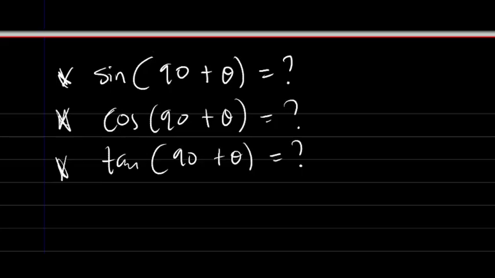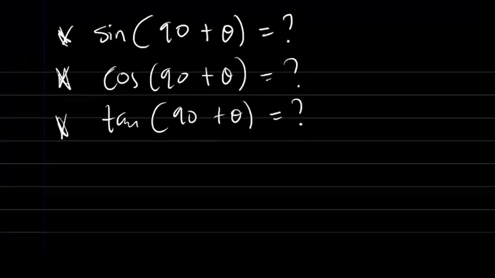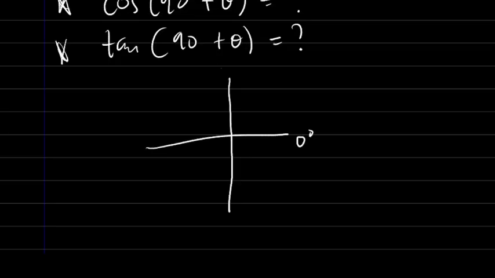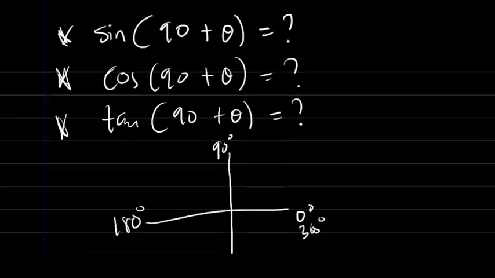Now, how are we going to undo this? This is very simple to undo, and I want you to follow me. Remember the quadrants. Don't forget the quadrants. It is very important. You have 0 degree here, 90 degree here, 180 degree here, also 270 degree and 360 degree. Now, 90 minus theta is always here.